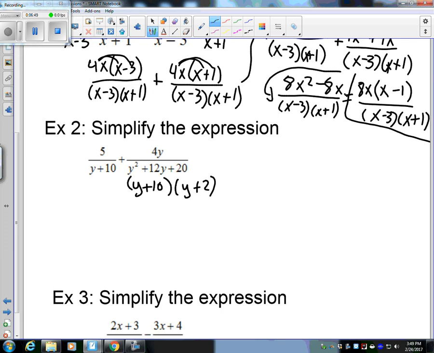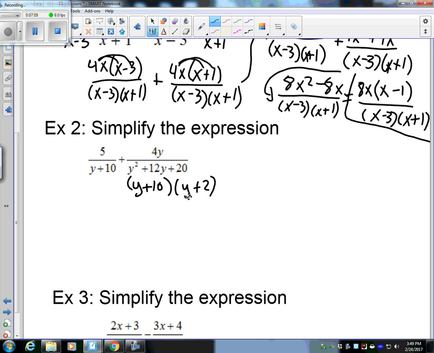And one reason why we factor is because then we can actually see what's in common if there is something in common with the other fraction. And we can see that, oh, we already have a y plus 10 in common. So we're looking for common denominators. So we don't have to do anything with the y plus 10s. They're already in common with both fractions.